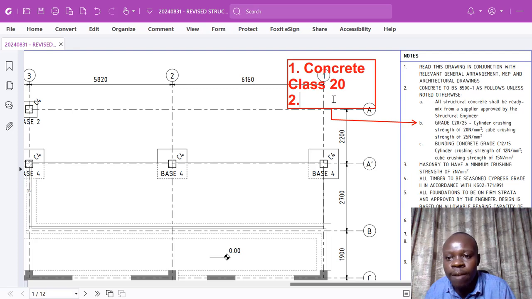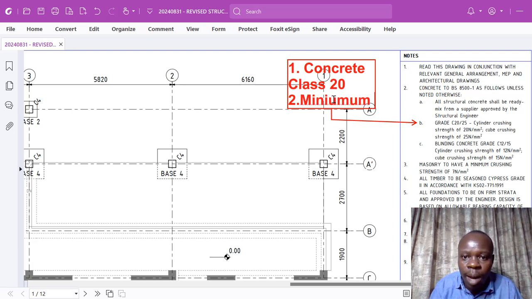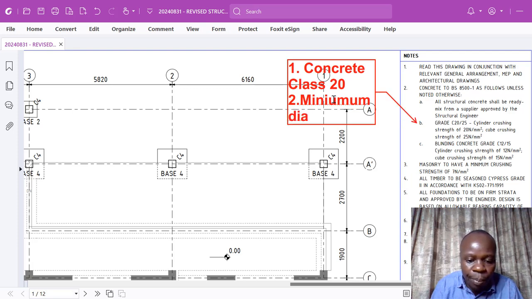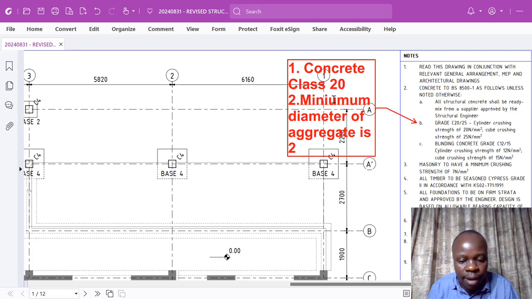Then stroke 25, what that means is that the aggregate, that is, the ballast, should be of a diameter of 25 millimeters. So the 25 is the diameter of the coarse aggregate, 25 millimeters. Those are two crucial pieces of information which we are going to lift from this particular specification.